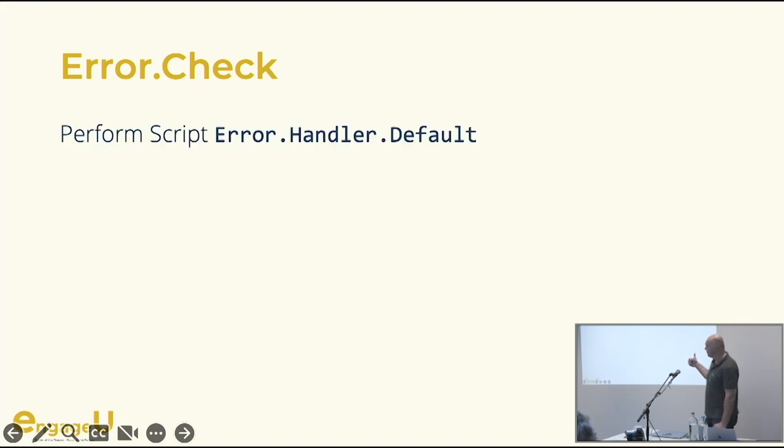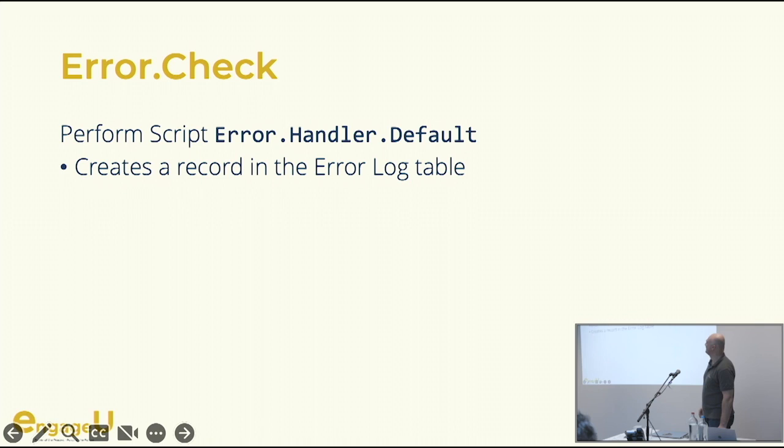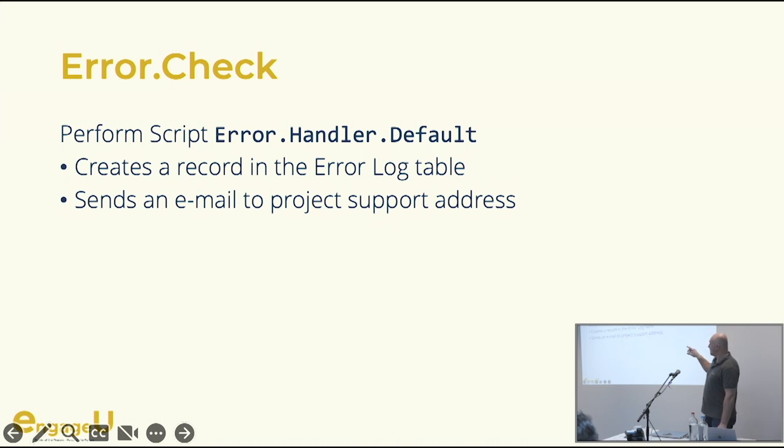In this basic scenario, it does only one thing. It calls our default error handler, right? And that's where all the magic happens. First of all, we create a log entry in our log table. We send an email to the project support address if defined. It's a project configuration thing.